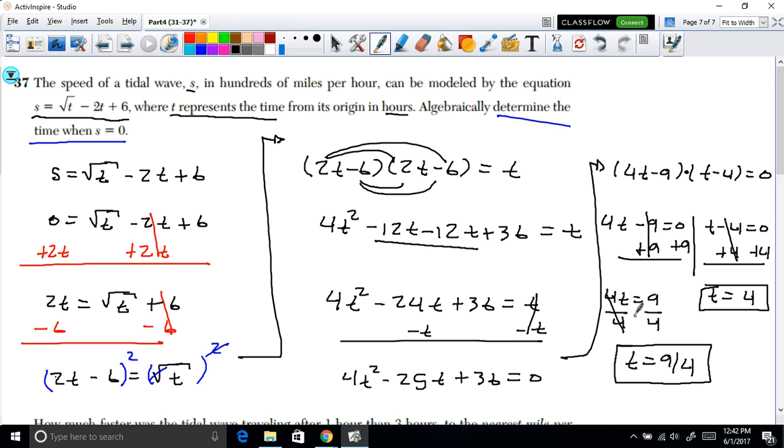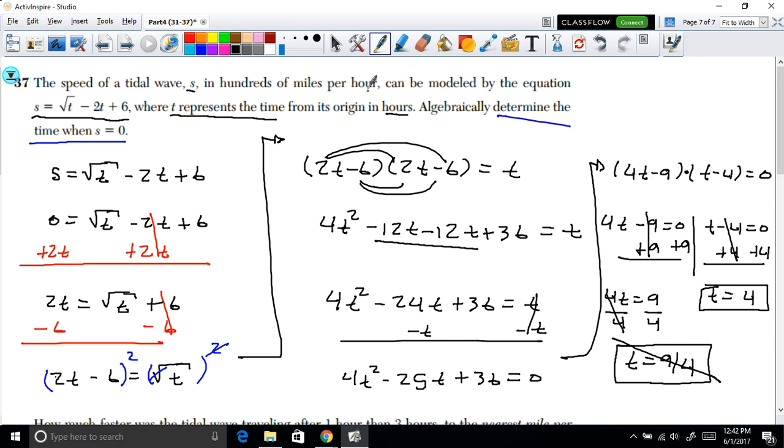But notice one thing here. It says that t represents the time from its origin in hours. So we want whole numbers here, and 9 divided by 4 is not a whole number. So we don't take this as an answer. We just want t equals 4.